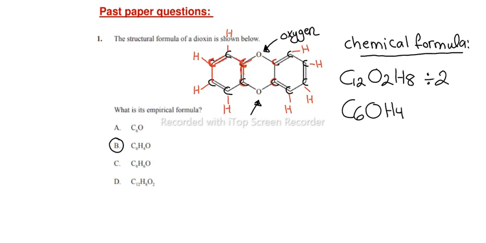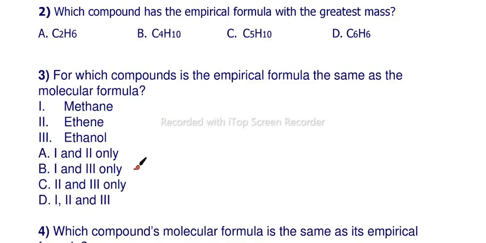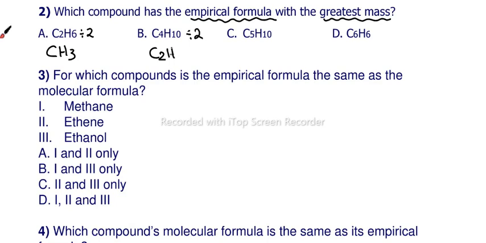I'm going now to continue with more multiple choices and more ideas taken from the past paper. Which compound has the empirical formula with the greatest mass? Since the question is asking me about the empirical formula, the first step is to rewrite all of the options that I have into an empirical formula. For A, I'm going to divide over 2. This will become C, and you have 3 hydrogens. I'm going here to divide by 2, so this will become C2H5.